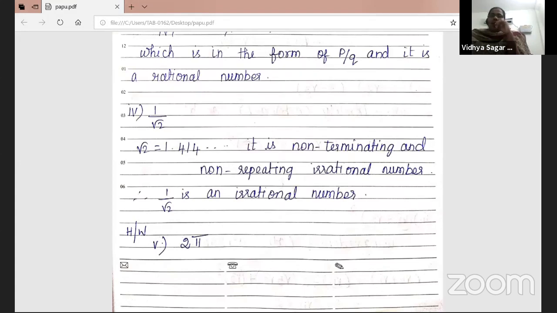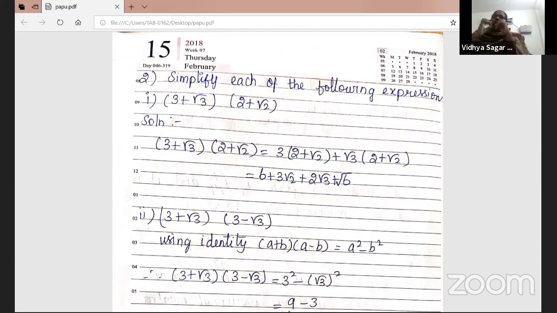Okay, now next we must simplify each of the following expressions. Here you must know what you have done in algebraic expressions. The same thing we will apply here. We will just apply it with two numbers; here also only two numbers are there, but we are having root numbers and all.